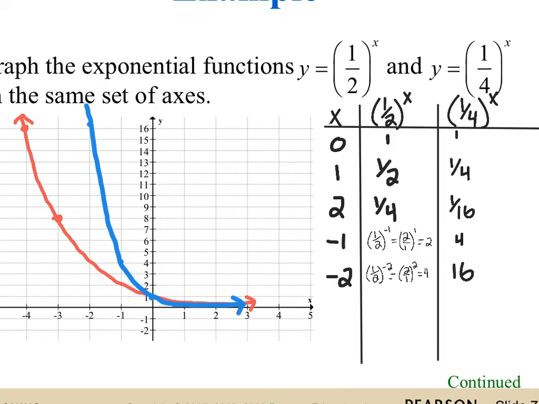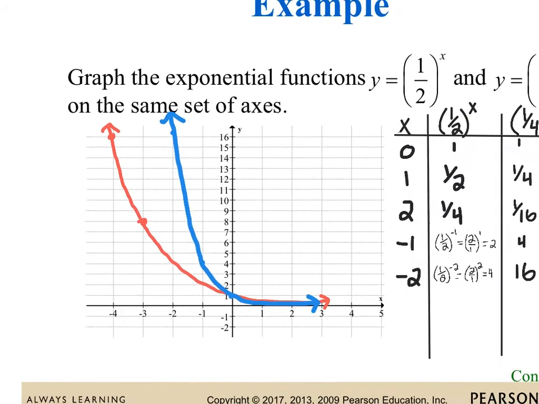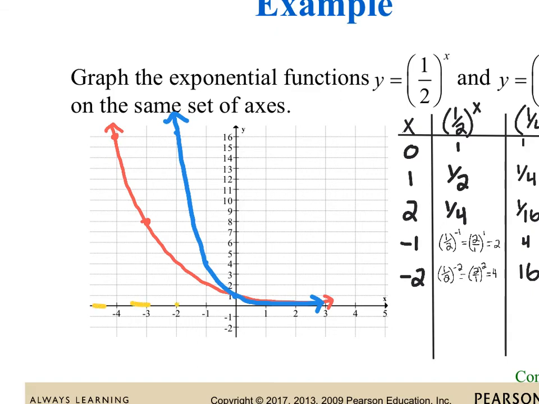So this one looks very similar. These actually are reflections over the y-axis of the previous example. These do have a horizontal asymptote, but no vertical asymptote. So the horizontal asymptote is this line, y equals 0, that these functions are approaching as x goes to infinity.